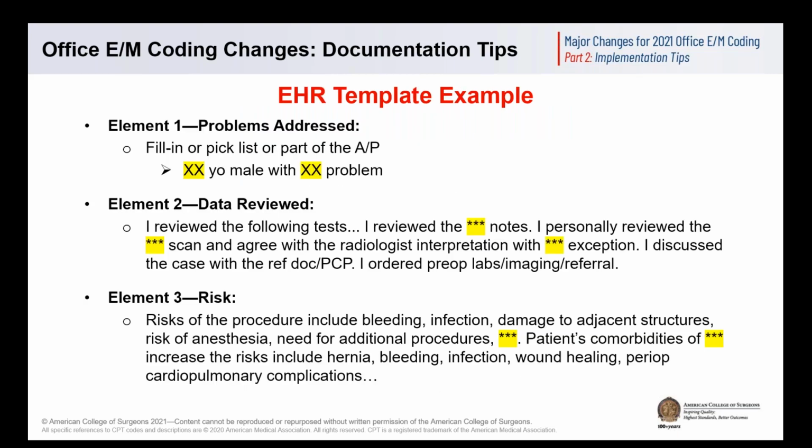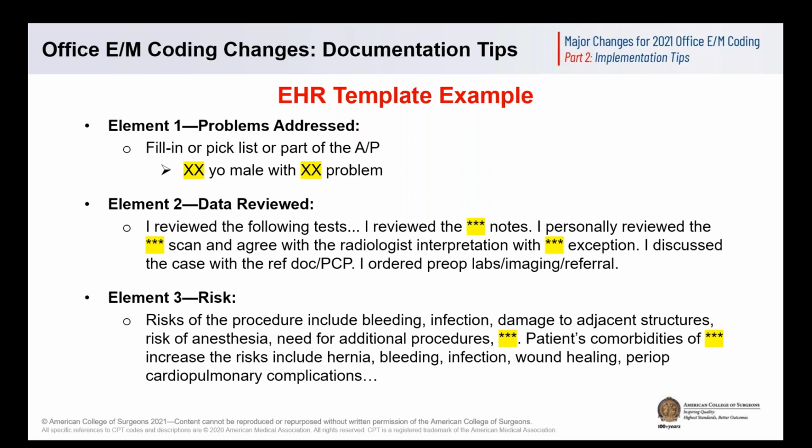To further illustrate this, this is kind of a template example where you can have a drop-down list or a smart phrase that has this in there, where you can fill in or pick list part of the assessment and plan to show what the problem is. And it's important also to highlight, especially in your HPI or maybe in the assessment, some of those features of the problem that can say if this is acute or chronic, if it's progressing. That should all be highlighted in this portion. For element 2, you can highlight which of the following tests that you reviewed, and that can either highlight them or you can leave these little blanks to fill in your template all of the things that you reviewed as part of your data review.